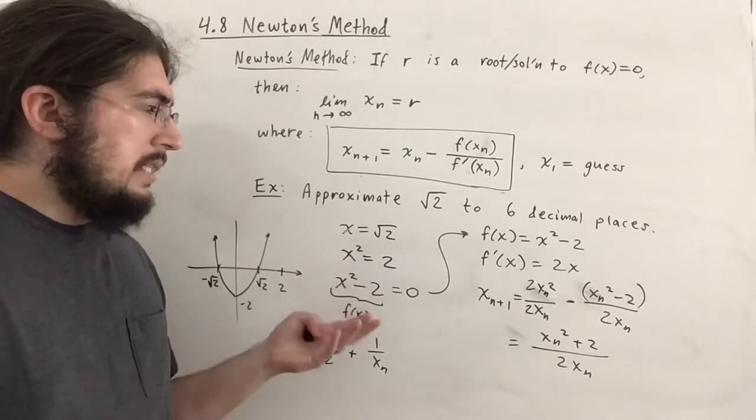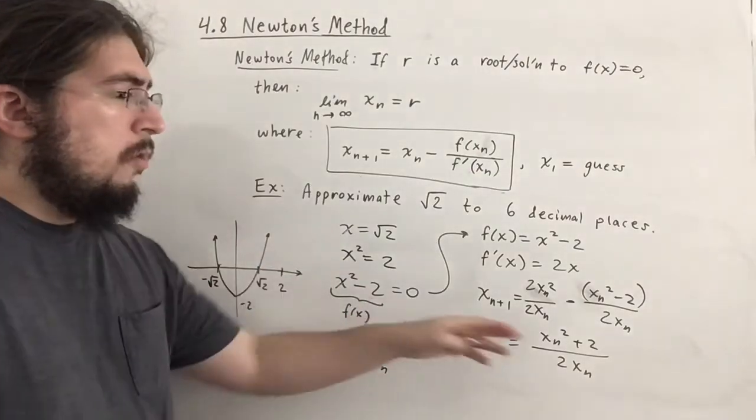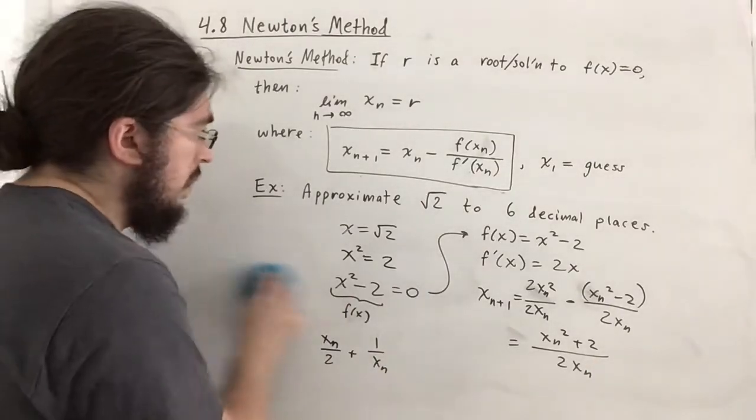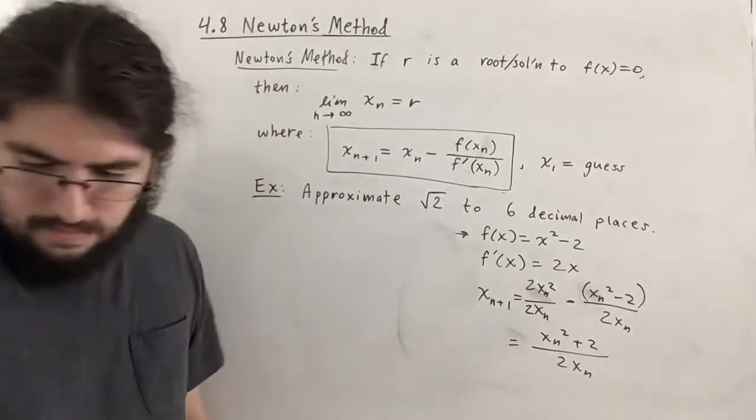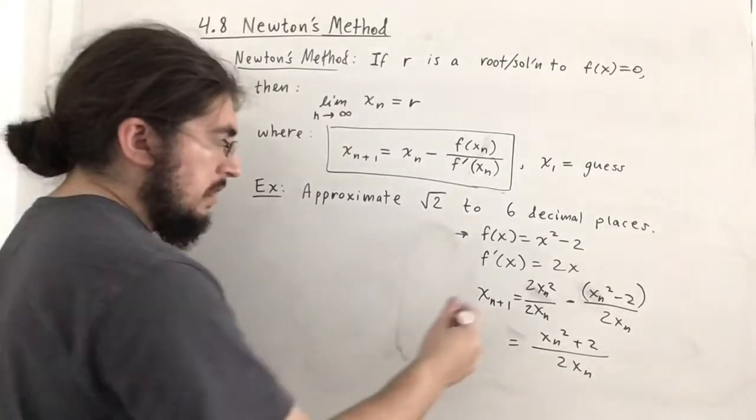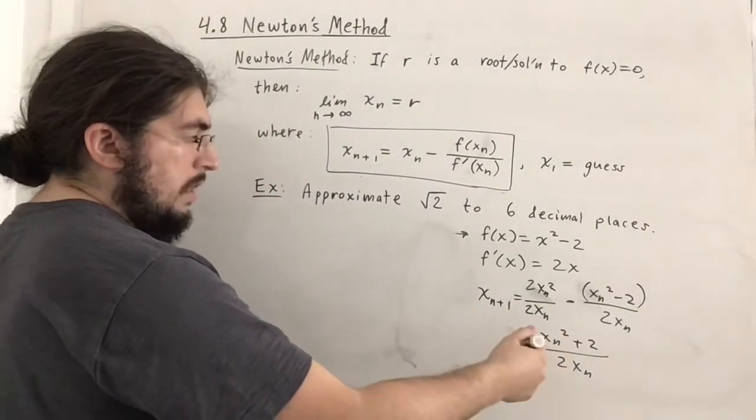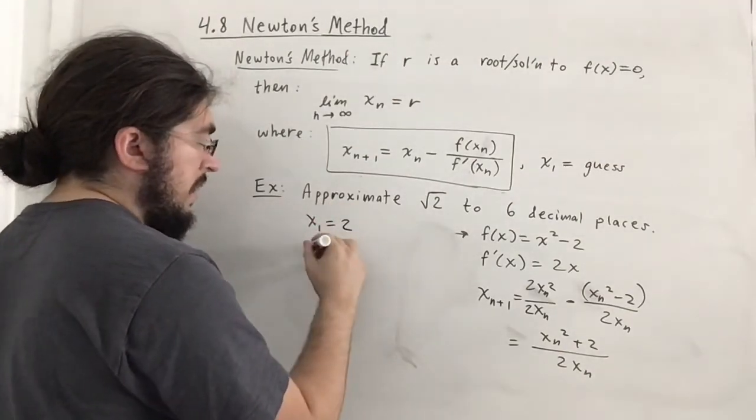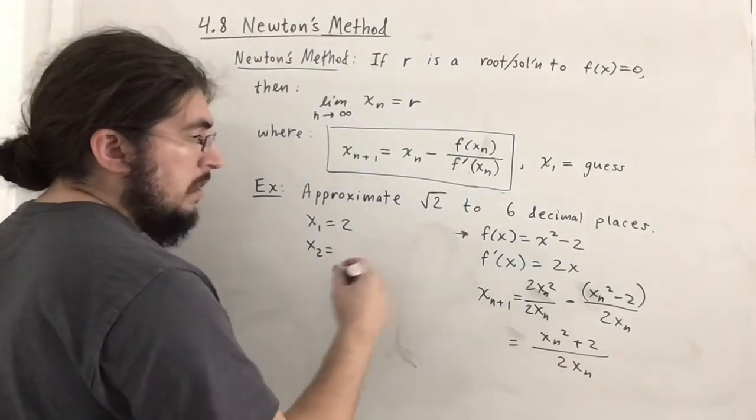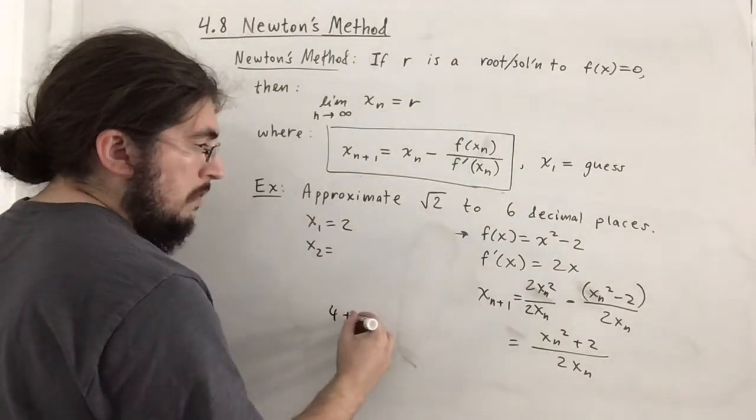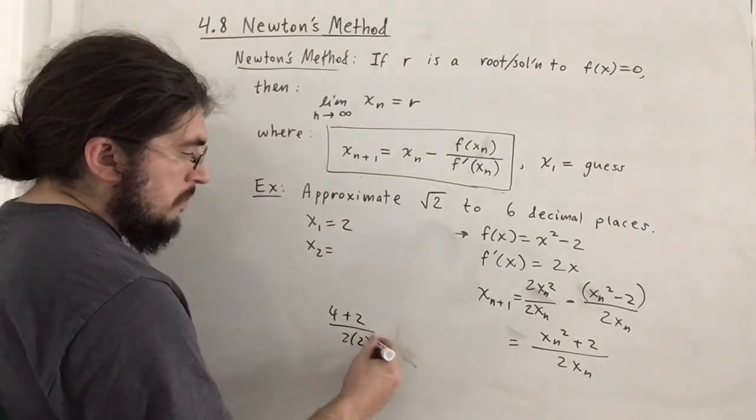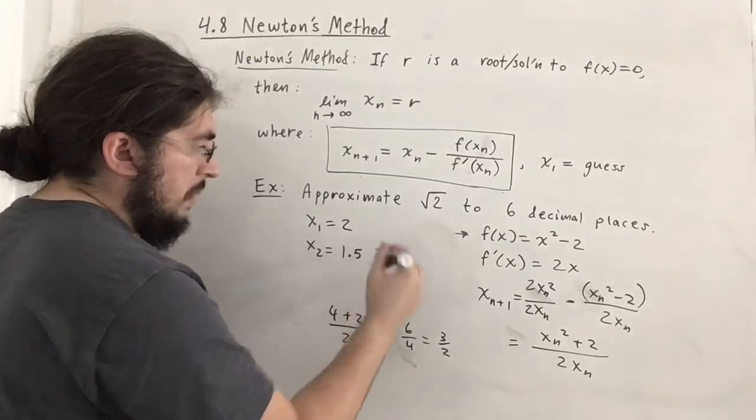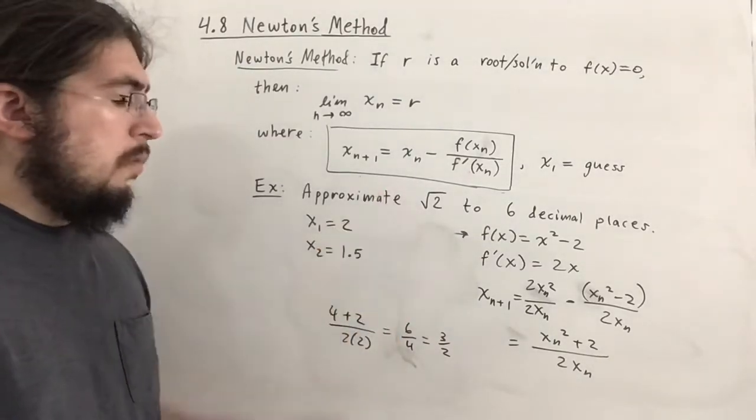So now our guess is going to be x_1 is equal to 2. We're going to plug it in and see what x_2 is. So remember, this gives us x sub n plus 1. If x_1 is equal to 2, then x_2 is equal to plugging 2 into this. So we get 2 squared is 4, plus 2, over 2 times 2, which is 6 over 4, which is 3 halves, which is 1.5. And that's actually closer, because remember I said the square root of 2 is about 1.41.